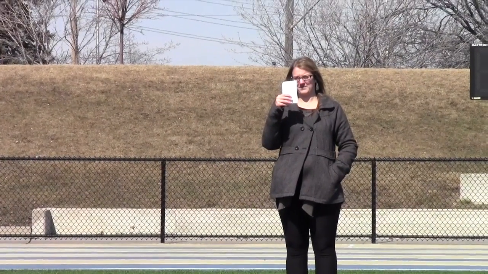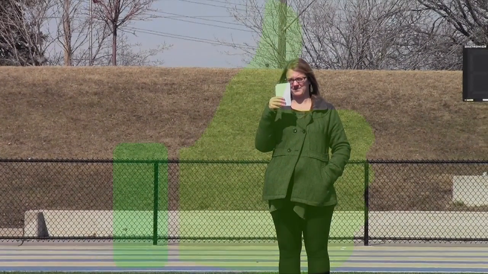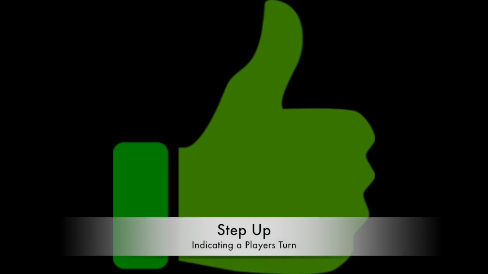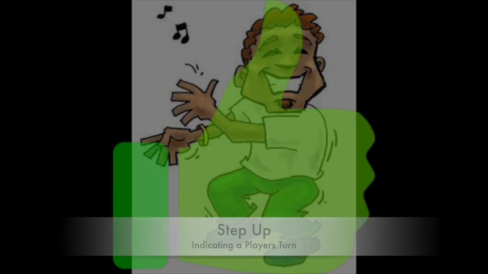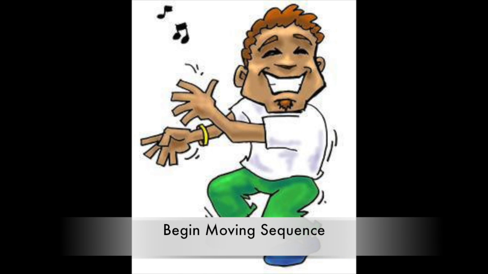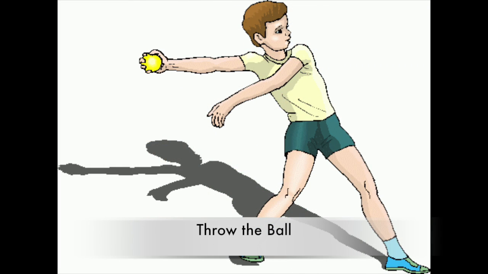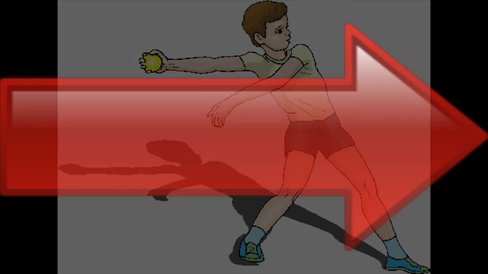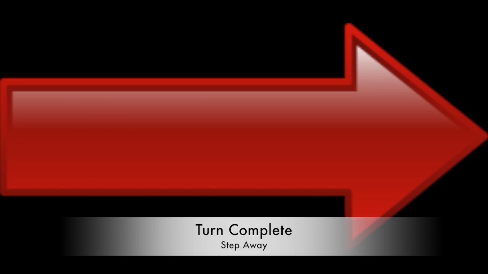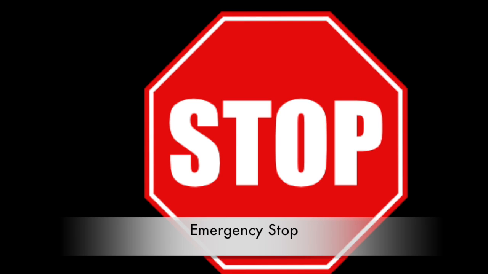For this game, we have created a card cueing the individual to step up to the plate, which looks like a green thumbs up, a card indicating that they should begin the moving sequence that appears like a dancing man, a card indicating the throw should be made that depicts an animation of a man throwing the ball, and an arrow that is used to tell them their turn has been completed and they can step away from the throwing area. In the event of an emergency, the support worker can hold up a stop sign indicating that everyone needs to stop what they are doing.